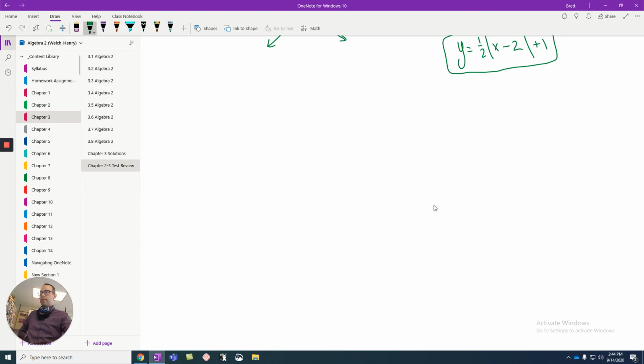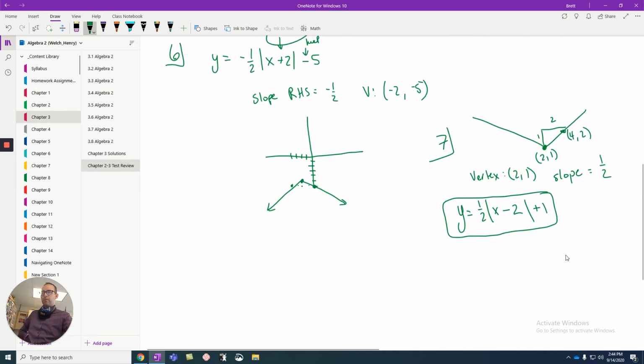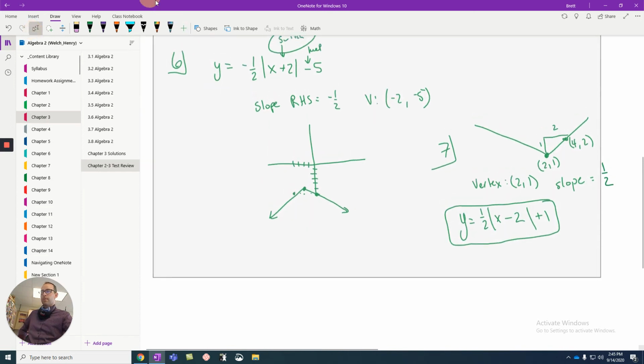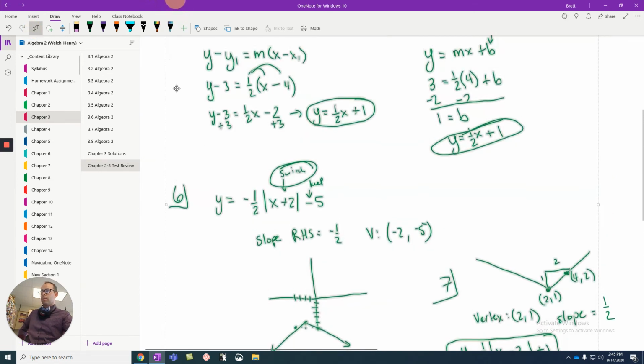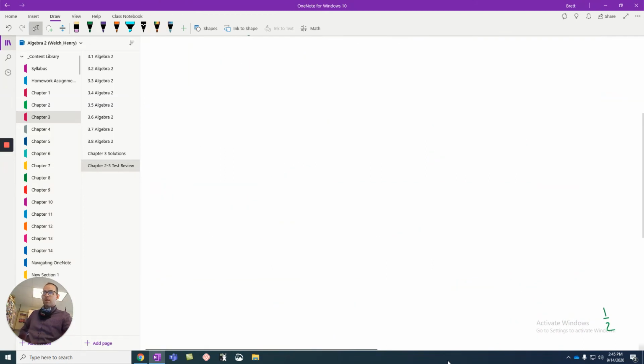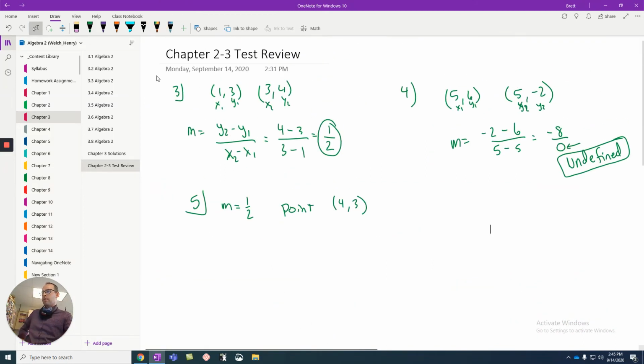Number 8, you know what, let's clean this page up a little bit. Yeah, it's a good time to clean the page.